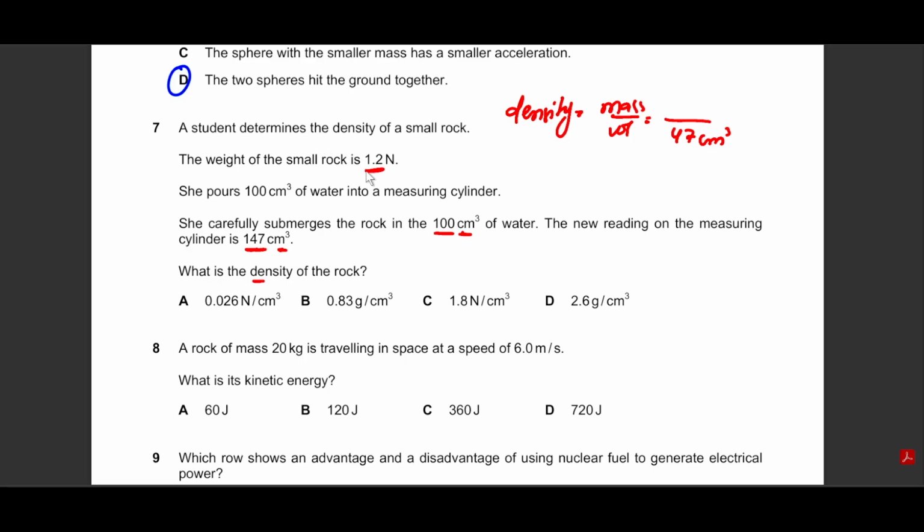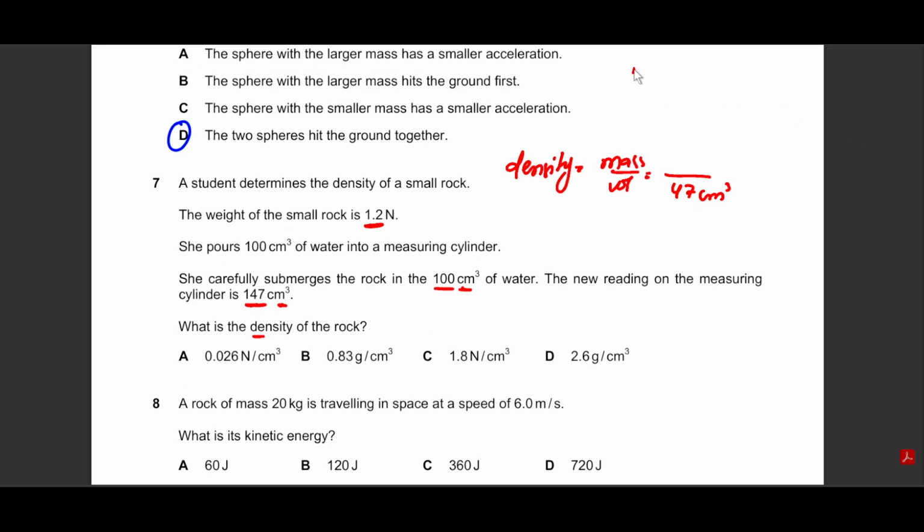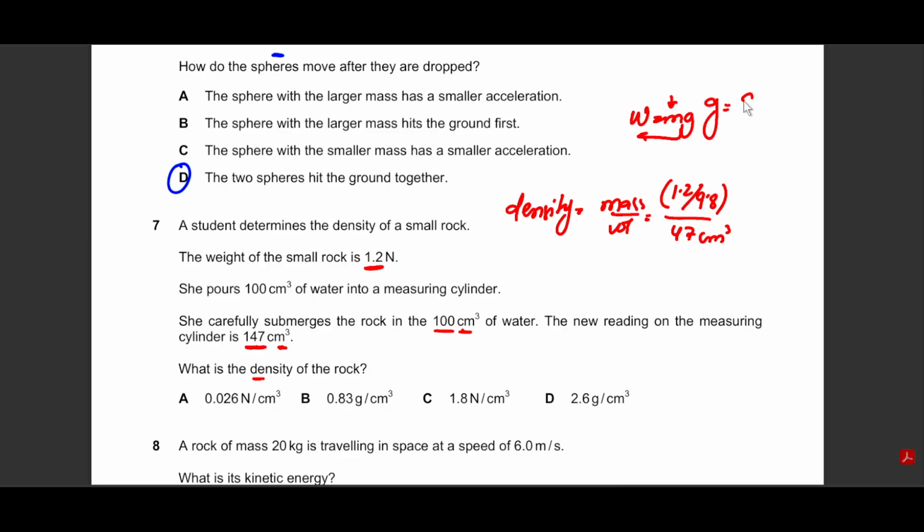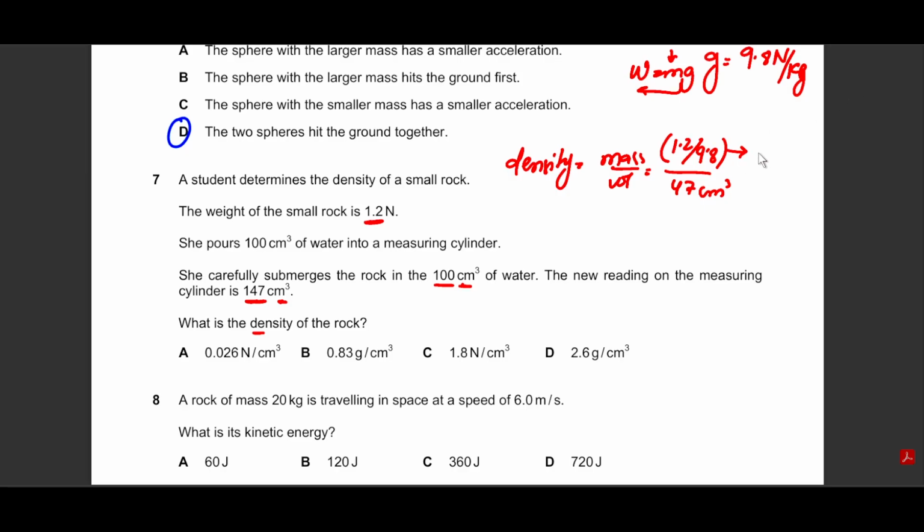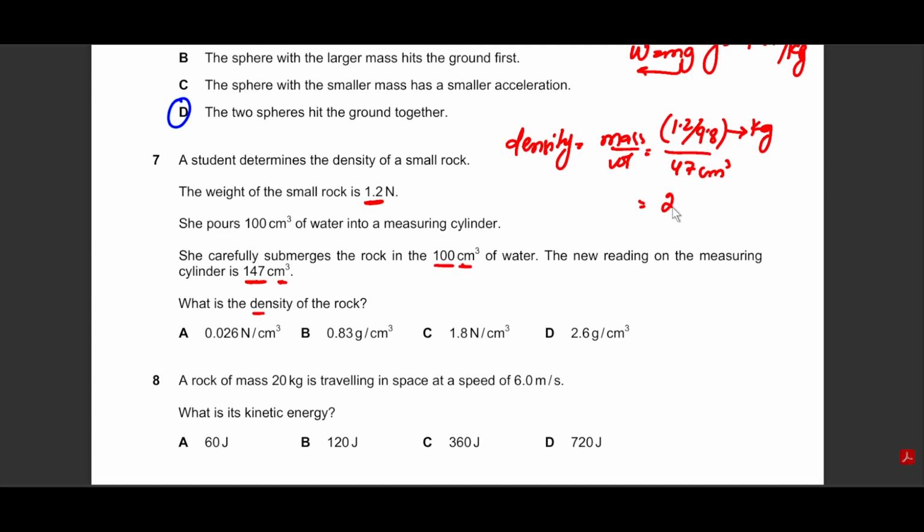Now, the weight is 1.2, and we're doing this on Earth. So for mass, we're going to use the formula W equals mg. I want the mass, so this will be simply W divided by g. So this is 1.2 divided by 9.8. Now notice that the value of g is basically 9.8 newtons per kg. So if I get the answer of this, this is going to be kgs. And yes, you find the answer. This is going to come out as 2.6 into 10 raised to the power minus 3 kg per centimeter cube.